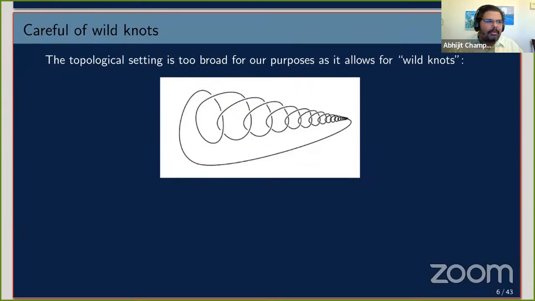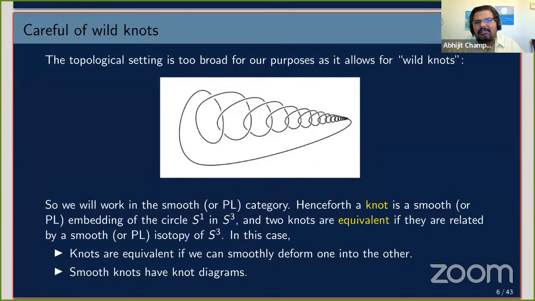So we want to eliminate this kind of behavior by adding a differentiability condition. Instead of just a continuous injection, we say it's a smooth or a piecewise linear injection of a circle in S3. And the moment you add this restriction, all of these knots will have knot diagrams. And of course, the notion of equivalence is also updated to a smooth or a piecewise linear isotopy.